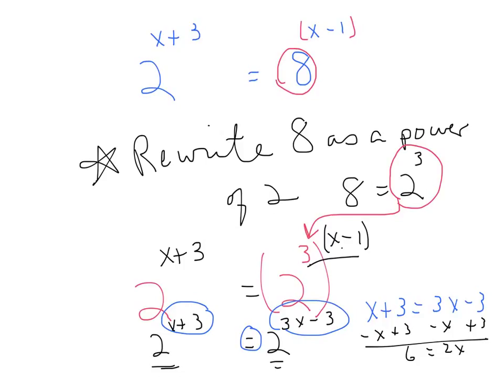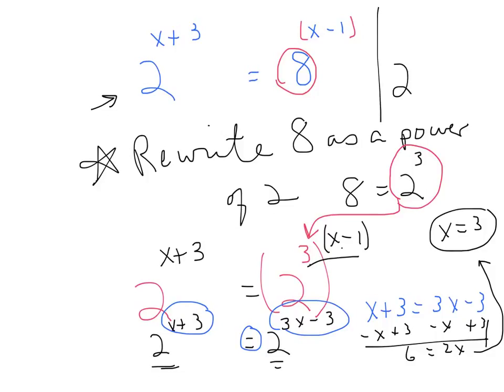I'm running out of room because I can't extend this actually. So x is going to turn out to be 3. Let me put this up here. Sorry about that, guys. X is going to equal 3. And again, I can check this. If I take it back up into the original problem, 2 to the 3 plus 3 is 6, equal to 8 to the 3 minus 1, which is 2. And if you put this in your calculator, 8 squared is 64, 2 to the 6th is also 64.